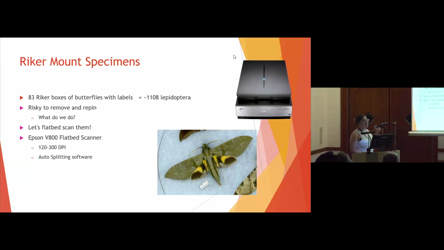So I would like to add, they were in Riker mounts because the entomologist who had collected them had cerebral palsy towards the end of his life and wanted to still engage with his collection, which is really sweet, I think. So it was about 1,108 Lepidoptera, give or take.